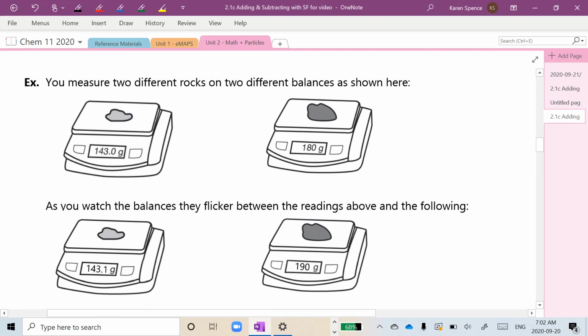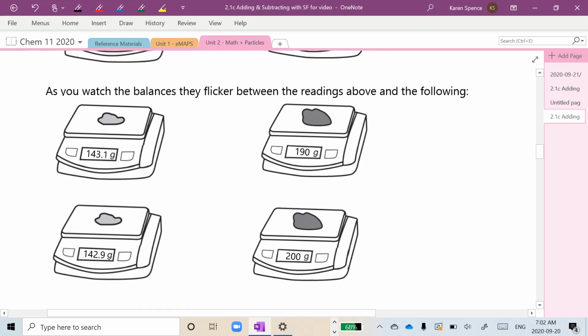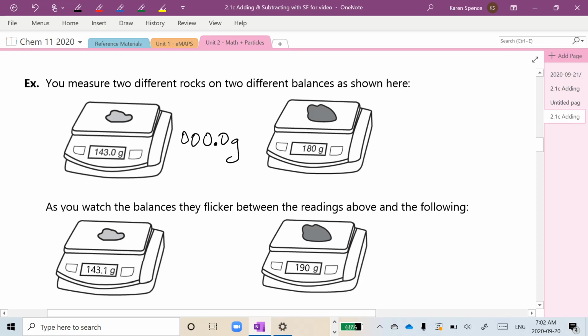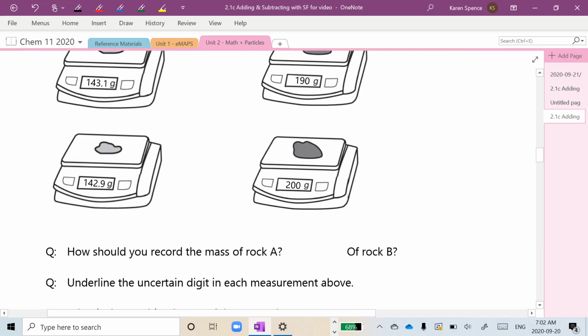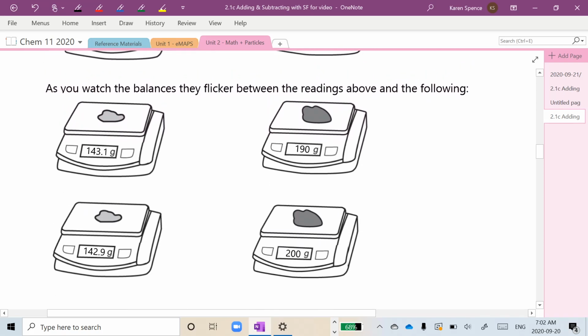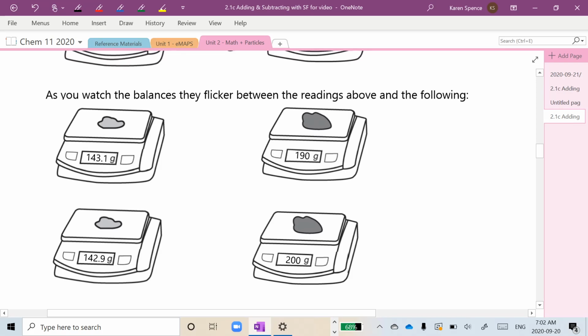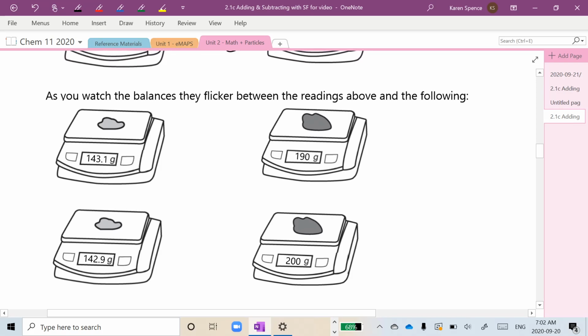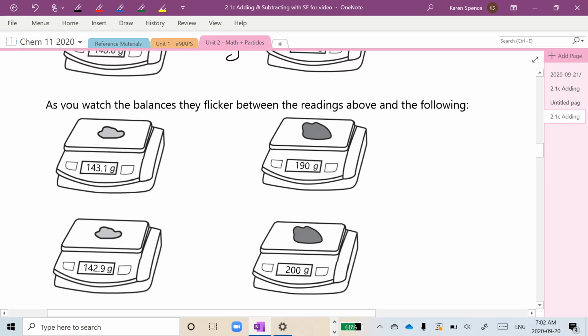Okay, let's look at our rocks here. We've got two different balances. This balance on the left, if I looked at it with nothing on it, would read 0.0 grams. And this one on the right, I don't even know how it would read because quite frankly, it doesn't look like it's doing much of anything. It looks like a terrible balance. It looks like it measures to the tens position maybe? I don't even know. This is crazy.